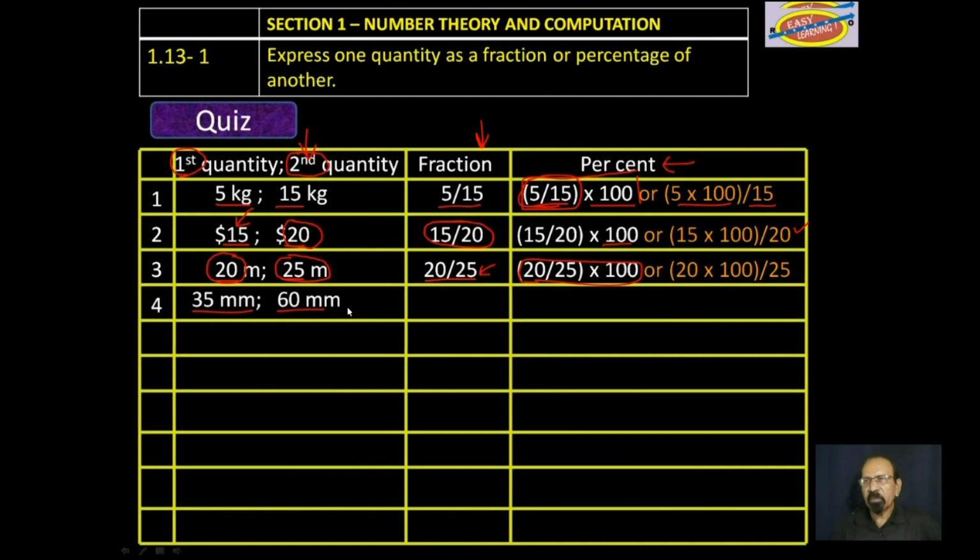Question 4, 35 millimeters and 60 millimeters. Express 35 millimeters as a fraction of 60 millimeters. That's 35 out of 60. You just write 35 out of 60, 35 divided by 60. As a percentage, you just multiply that by 100. That's going through the fraction stage. But if you don't want to go through the fraction stage, you multiply this first number by 100 and then divide by 60. 35 multiplied by 100 divided by 60.